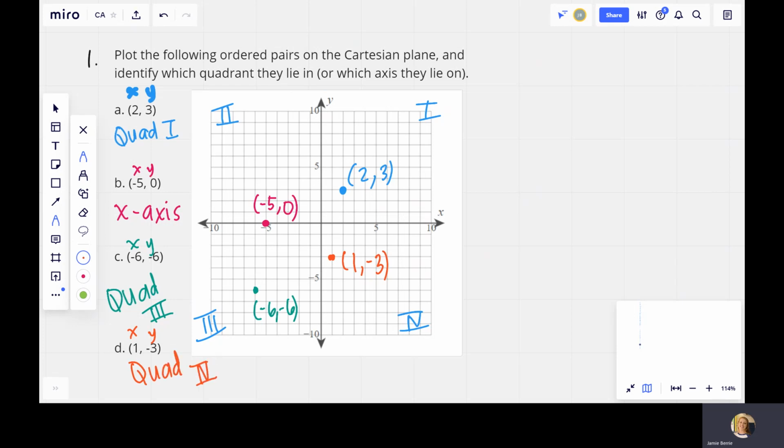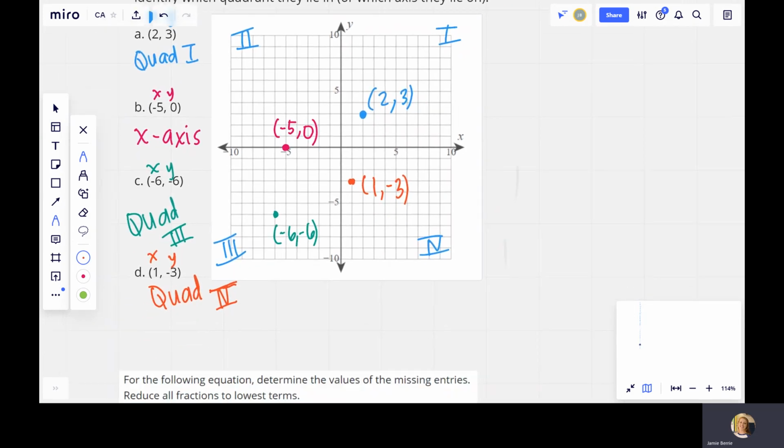It's going to be important that you have these quadrants memorized. You're going to have to use this when you get to trig also, so it's a good idea just to go ahead and have them memorized. All right, let's look at the next example.